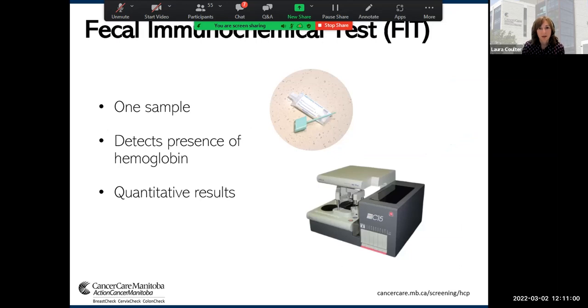So at this time, I just want to address some upcoming changes that you may have heard. On January 19th, 2022, Shared Health and Manitoba Health Diagnostic and Surgical Backlog Task Force made the announcement that Manitoba will be transitioning to the fecal immunochemical test, otherwise known as FIT. So FIT is a newer generation fecal occult blood test, and it's the most widely accepted fecal test in Canada. With this test, a single sample is taken from one stool and analyzed for the presence of human hemoglobin.